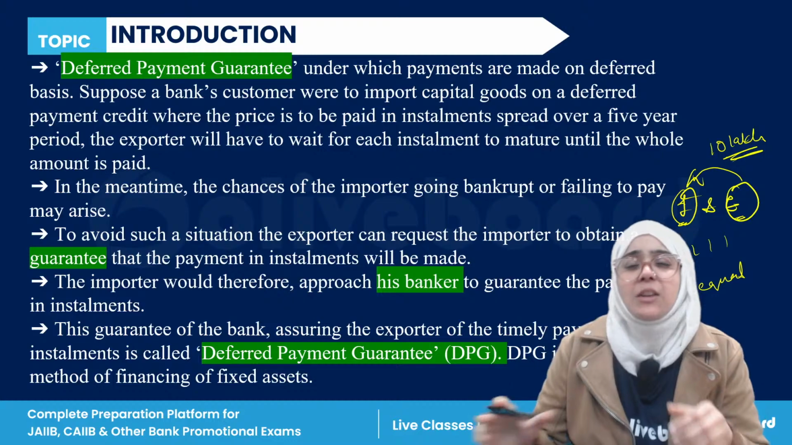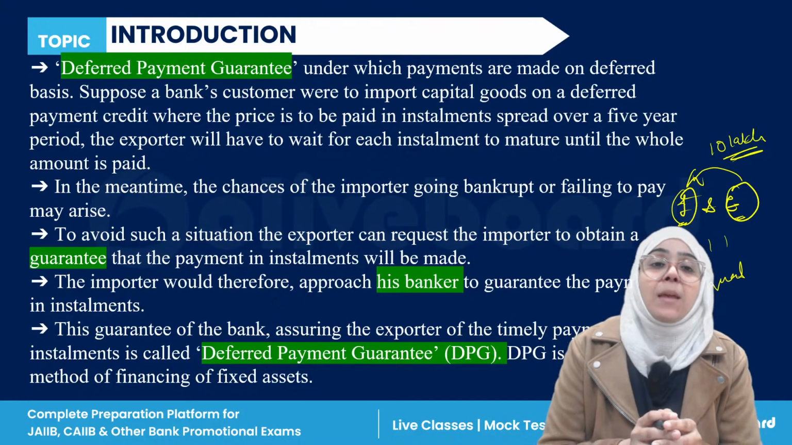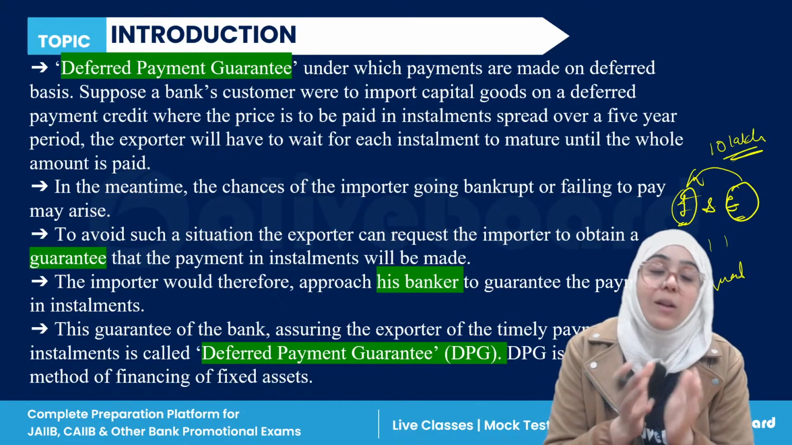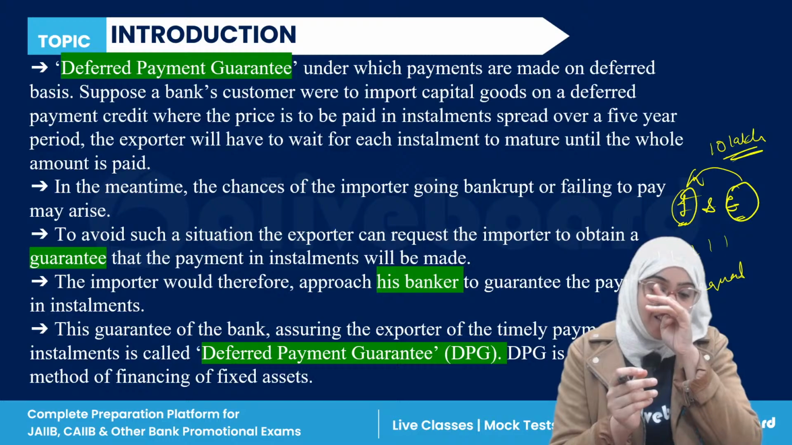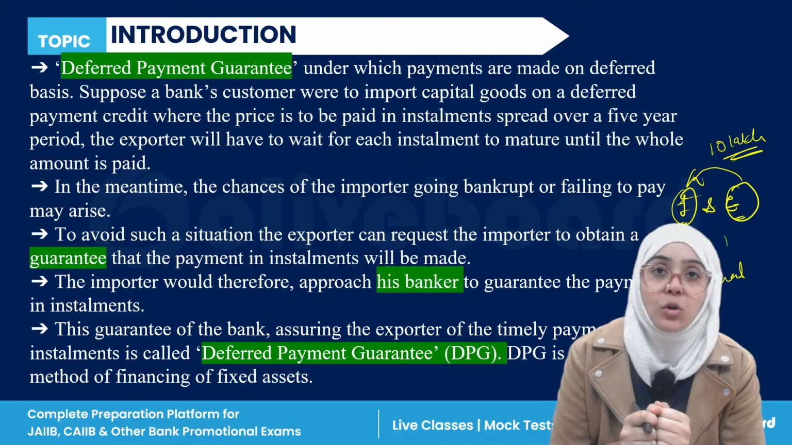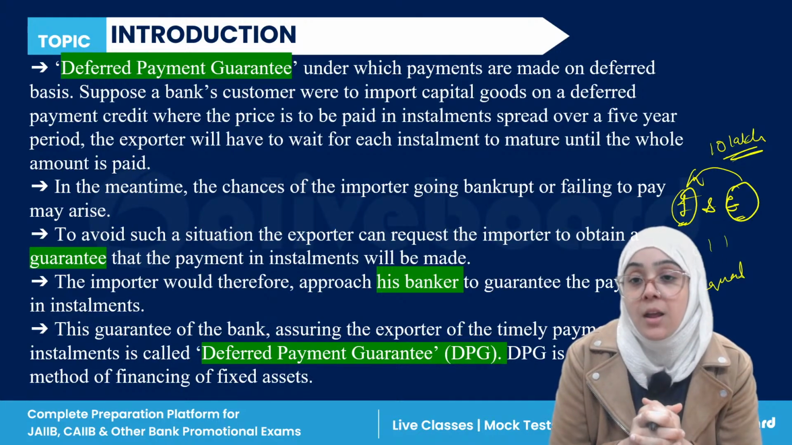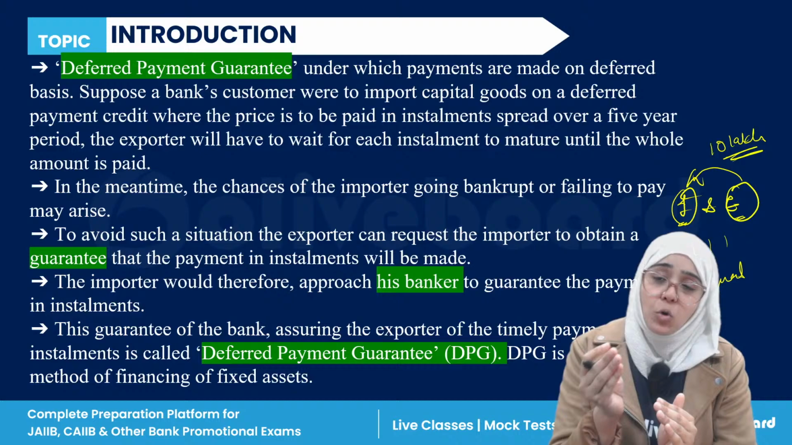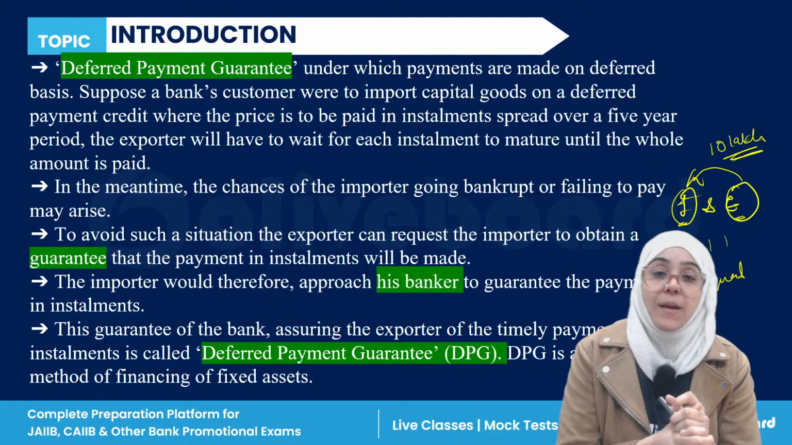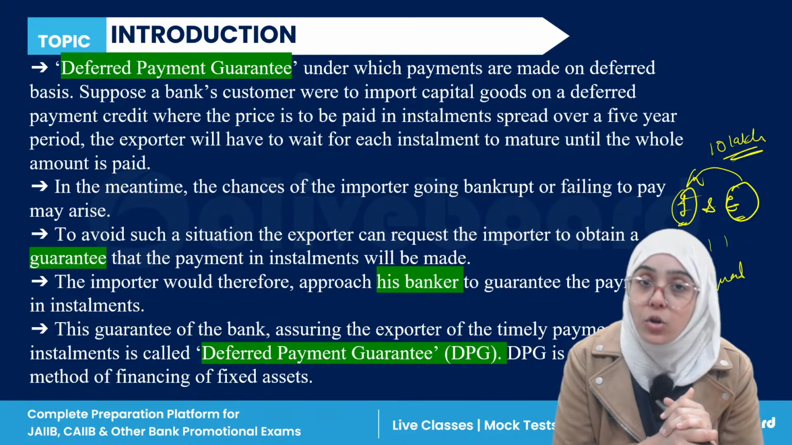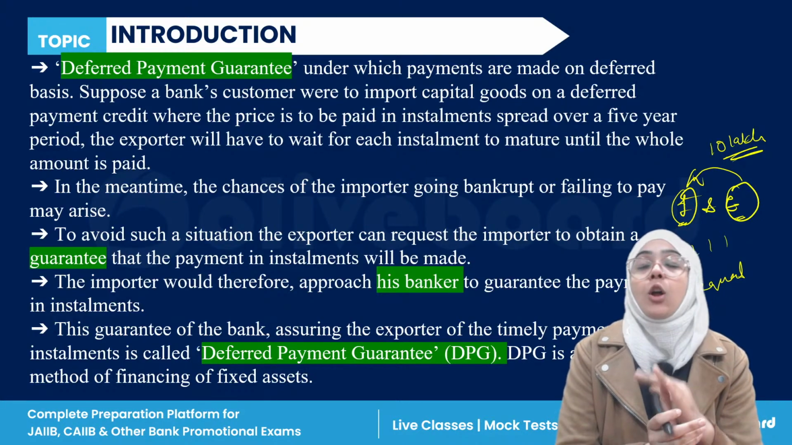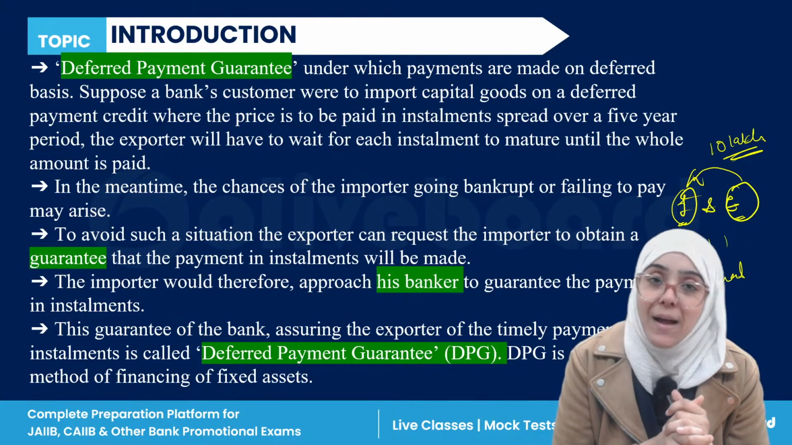Now there may be a chance of default in the future. There may be fraud. The importer may go bankrupt. So in all these conditions, the exporter requests something for the assurance of repayment. The exporter tells the importer, please provide me a guarantee that if you default on payment, then on your behalf the installments will be paid by a bank.